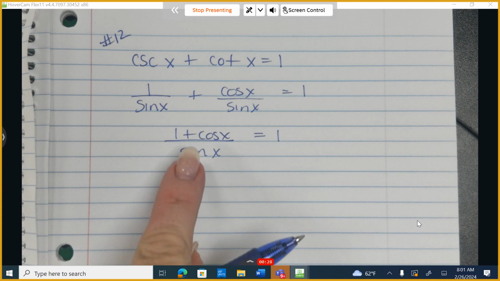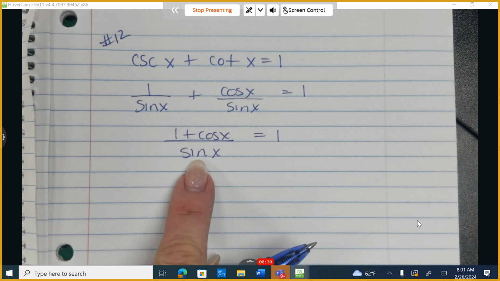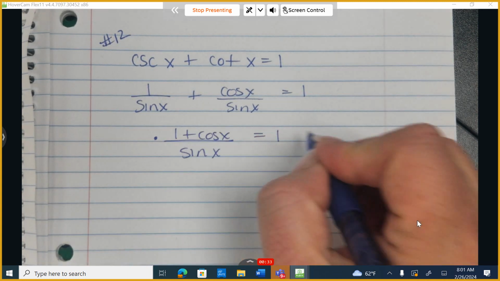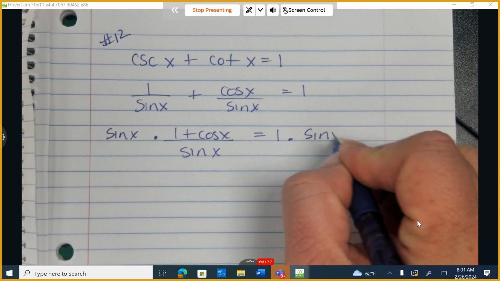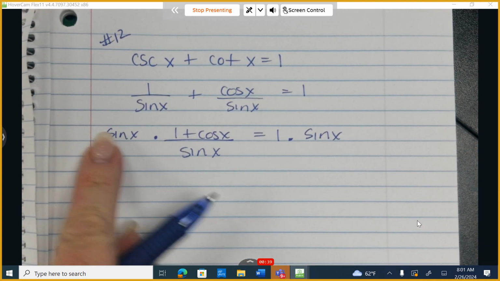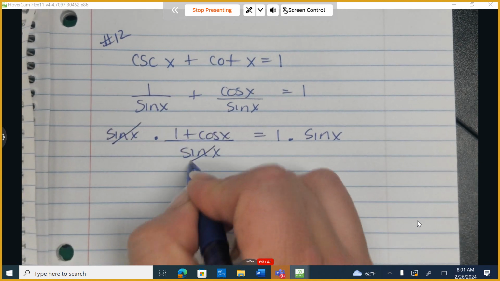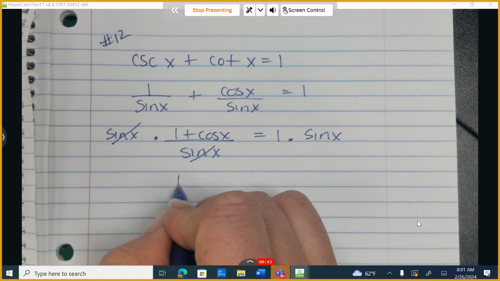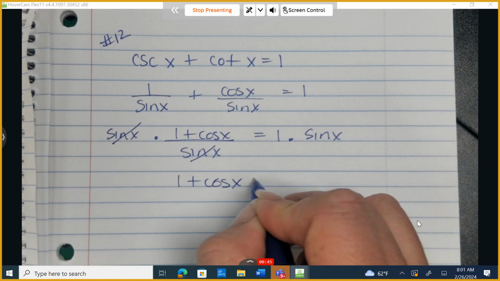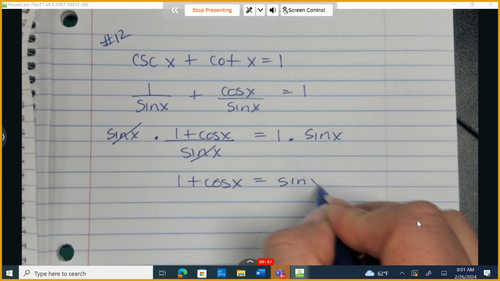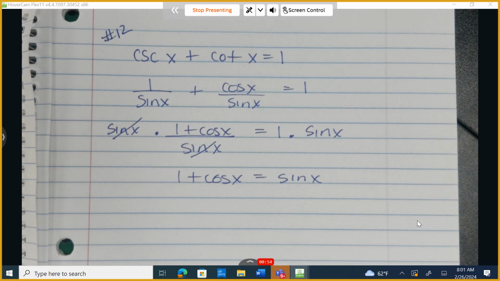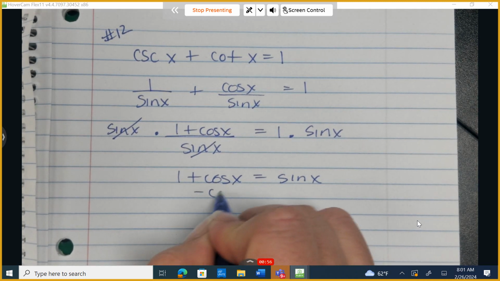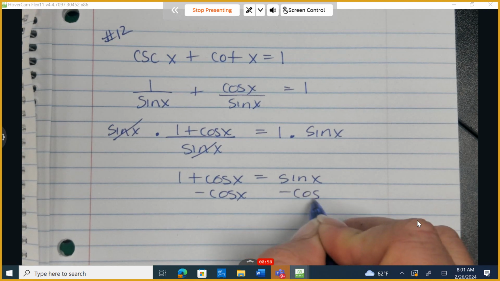And now notice that we're taking this quantity and dividing it by the sine of x. As long as I do it to both sides, I'm going to multiply by the sine of x on top. And in doing so, the sine of x divided by the sine of x simplifies to 1. On the left-hand side, I have 1 plus the cosine of x equals 1 times the sine of x, which is just the sine of x. Okay, I'm going to choose to isolate the 1. So to do that, I need to move the cosine of x to the right-hand side.